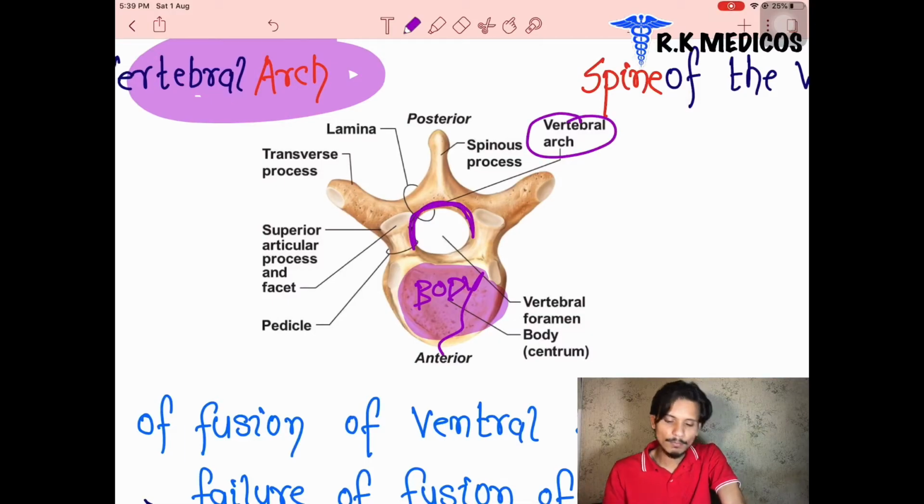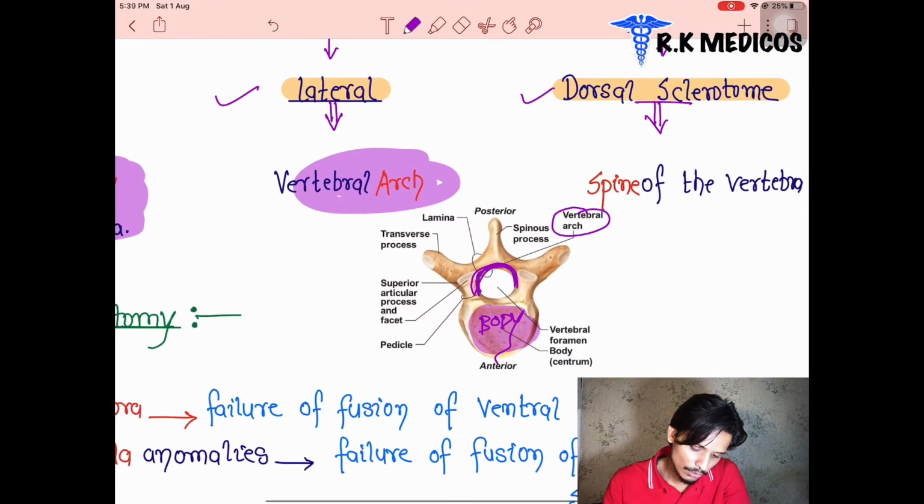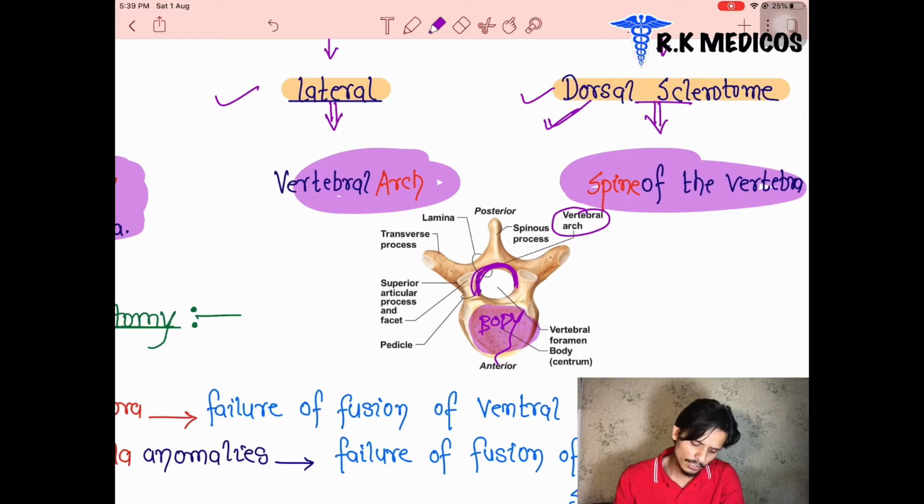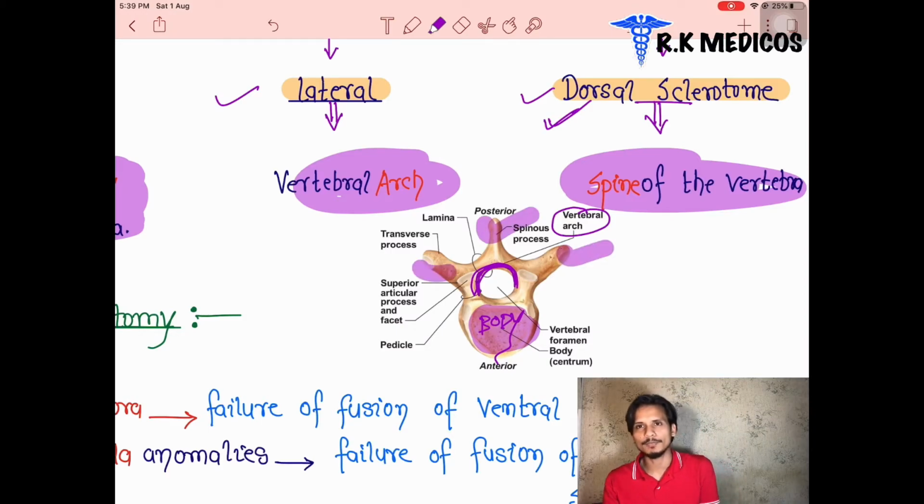These arches are formed by the lateral, and now we are moving to the dorsal sclerotome forming the spine. All the spines we are going to look on the vertebrae. Here is the spinous process, transverse process. These all are the spines of the vertebra. So these all are forming from the dorsal sclerotome.